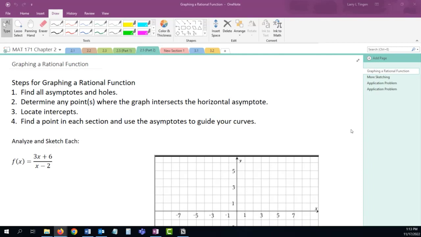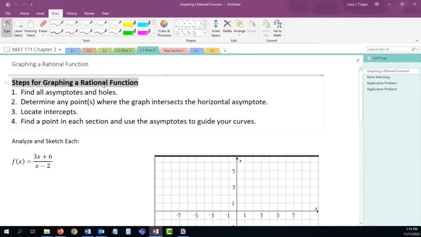If you printed the notes from the PDFs, the first 3 pages of the part 2 2.5 notes are repeats. The 4th page of that 2.5 rational functions, graphing, and applications file is the page that starts out with these 4 steps. That's the first page that's not a repeat.